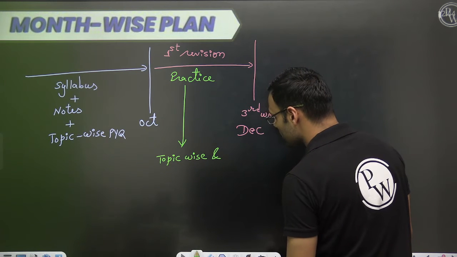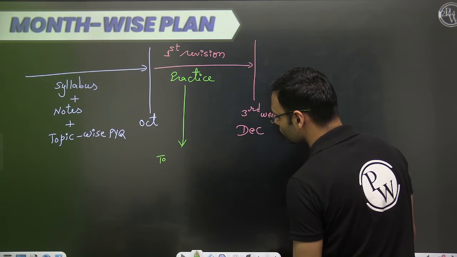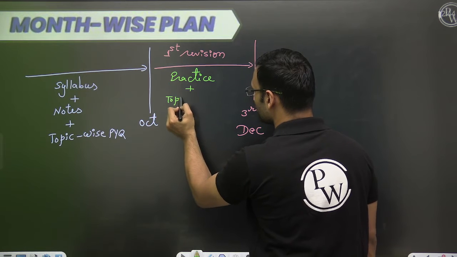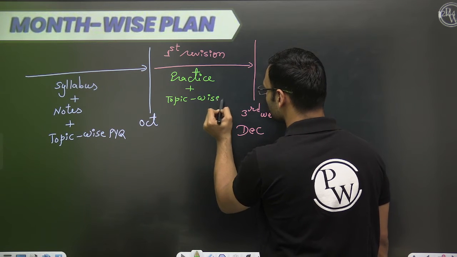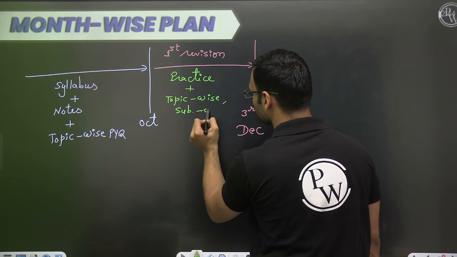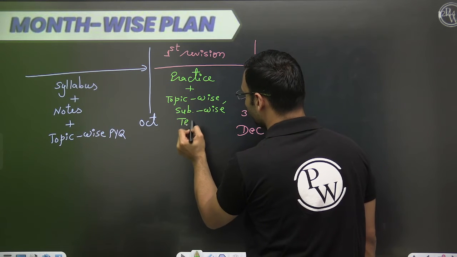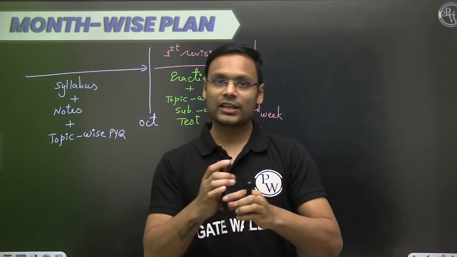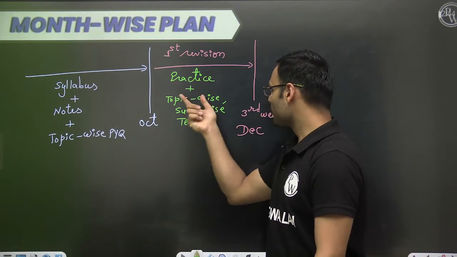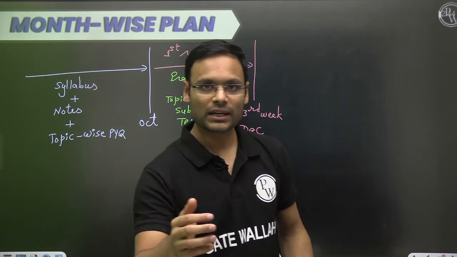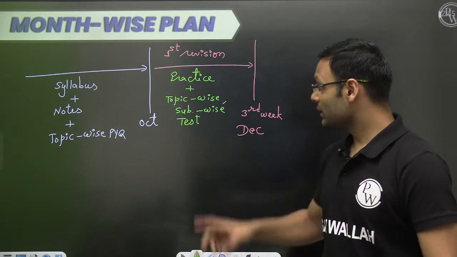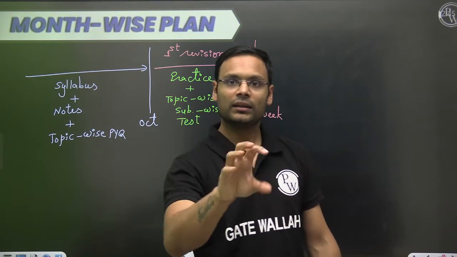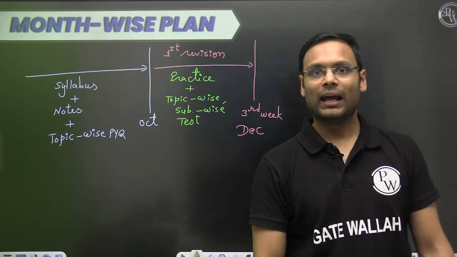So along with practice, plus topic wise, subject wise tests, this much you will have to do in those 7 to 8 weeks. Complete the first revision. As soon as you finish a topic, topic wise test. As soon as you finish the subject, subject wise test. But before the test, practice. Revision, practice, test. Topic, subject, topic, subject. Like this way you will have to go ahead.